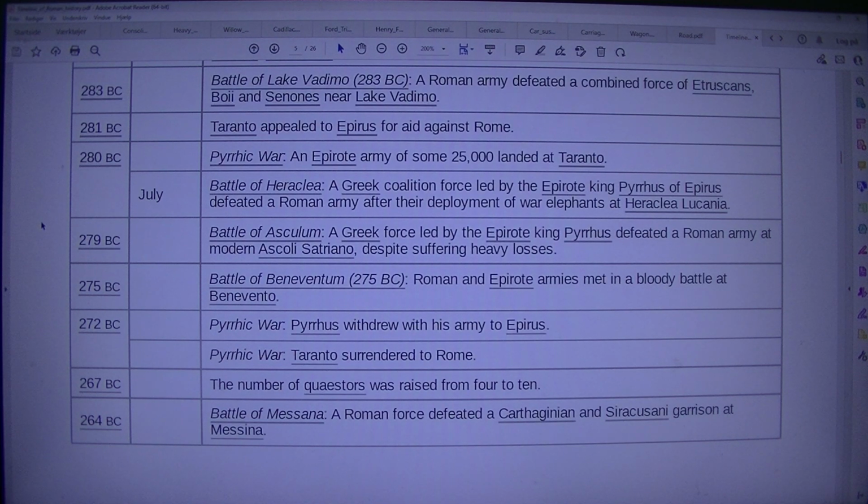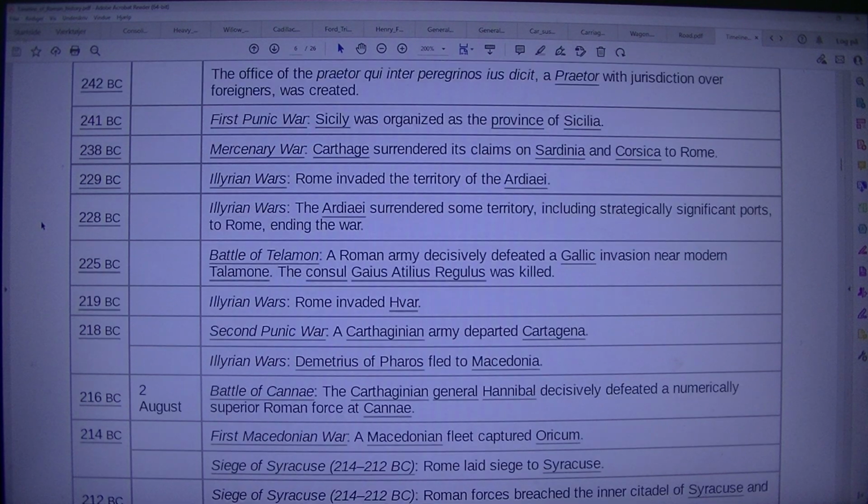267 BC. The number of quaestors was raised from 4 to 10. 264 BC. Battle of Messina. A Roman force defeated a Carthaginian and Syracusan garrison at Messina. 242 BC. The office of the praetor qui inter peregrinos ius dicit, a praetor with jurisdiction over foreigners, was created. 241 BC. First Punic War. Sicily was organized as the province of Sicilia.